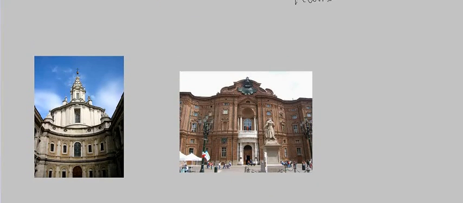Two more examples, and these are what I like to call more innovative buildings. On the left we have Sant'Ivo alla Sapienza by Francesco Borromini. I'll write his name down. Borromini. And on the right is a building by the architect known as Guarino Guarini. And these buildings are even more innovative.